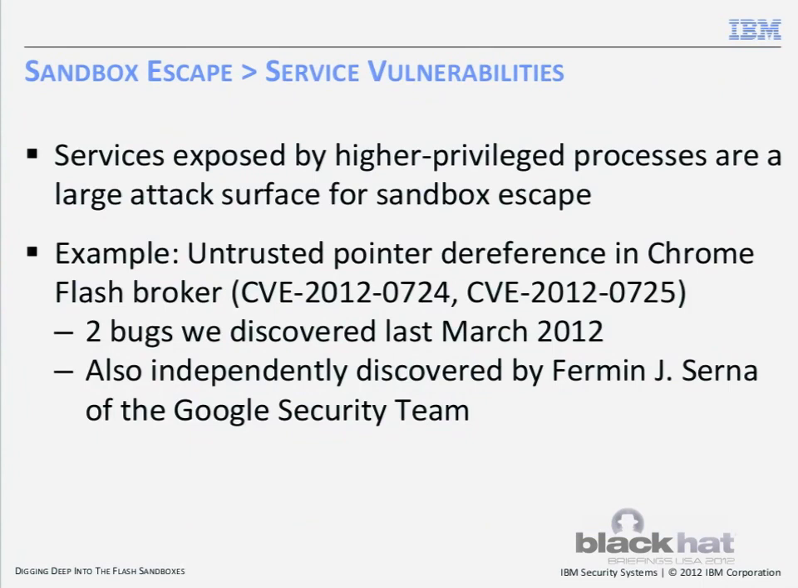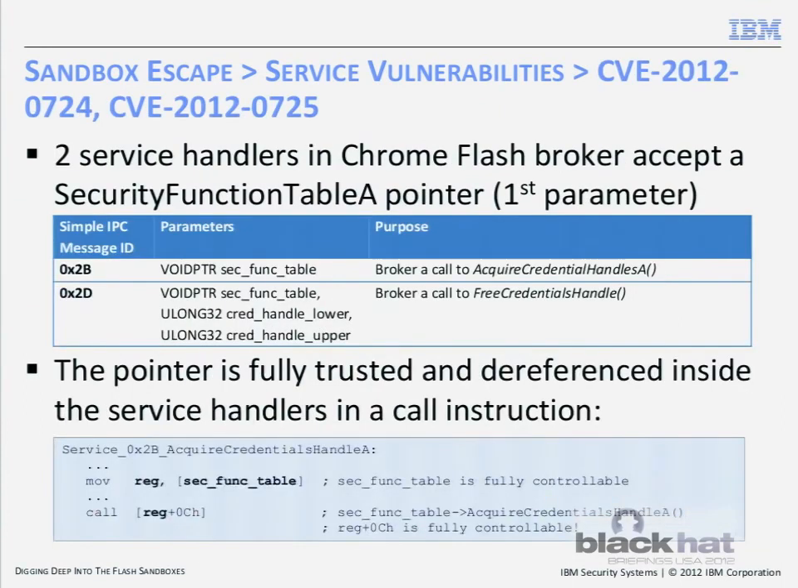Services are a large attack surface for a sandbox escape because most of them run in a high privilege context and process untrusted data. Two examples of service vulnerabilities are two vulnerabilities we identified in the Chrome Flash Broker earlier this year. This is the description of the two bugs.